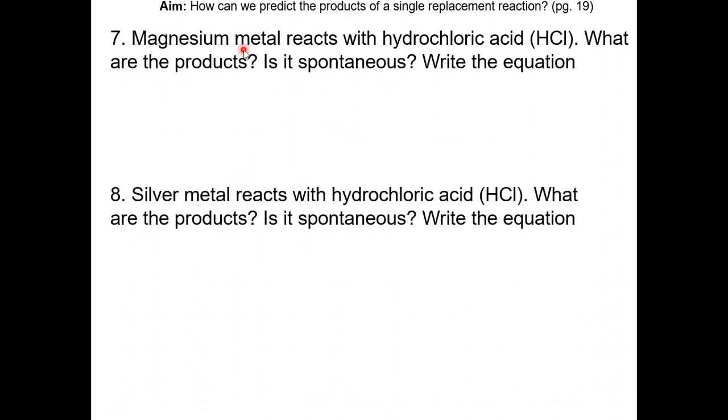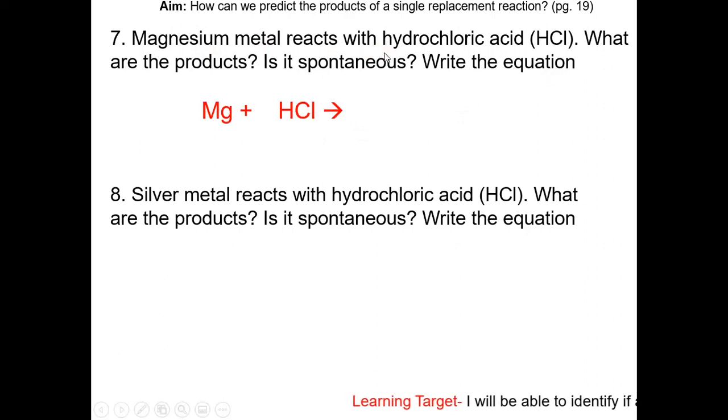Question 7. Magnesium metal reacts with hydrochloric acid, HCl. What are the products? Is it spontaneous? Write the equation. This is a single replacement reaction. Mg is reacting with HCl. It's a metal to hydrogen scenario, so the metal is going to replace hydrogen.